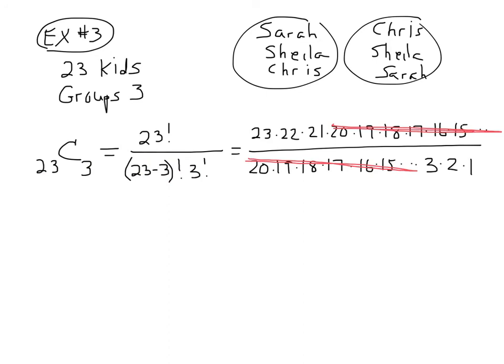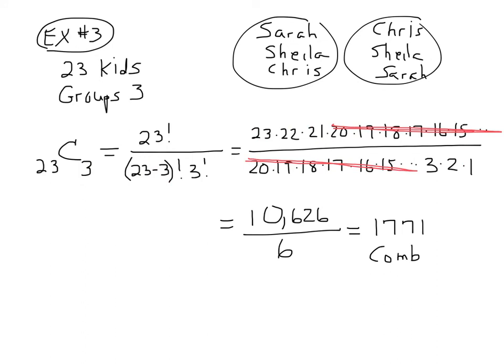Now in the numerator, I have 23 times 22 times 21. I grab a calculator. And that equals 10,626. In the denominator, I have 3 times 2 still. That doesn't cancel. Remember, this would go all the way down to 1 all by itself. I ran out of room. That's the part that canceled, but I still have this 3 times 2, which is 6. I grab a calculator, I divide. There are 1,771 different combinations, or groups.